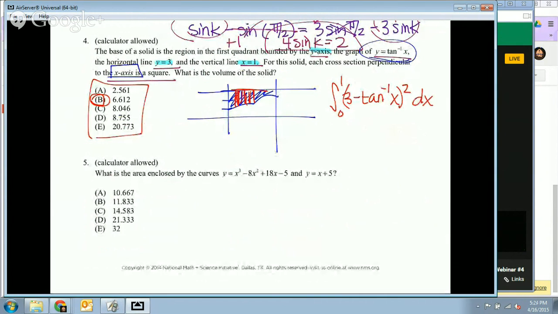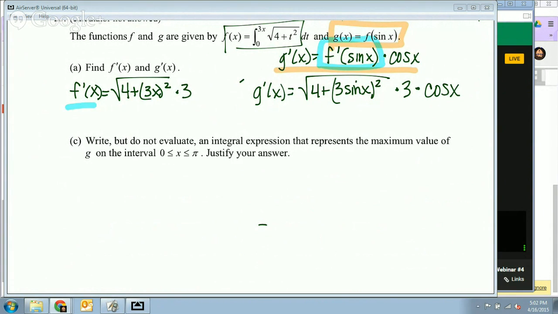Taking a look at number 5, again, you notice that I have a calculator allowed. It is really, really important, especially for this one, that you graph the functions that you're playing with. I always graph the limit. If I'm looking at maximum values, I'm probably looking at critical points, so I'm going to be looking at when g prime of x is equal to 0.